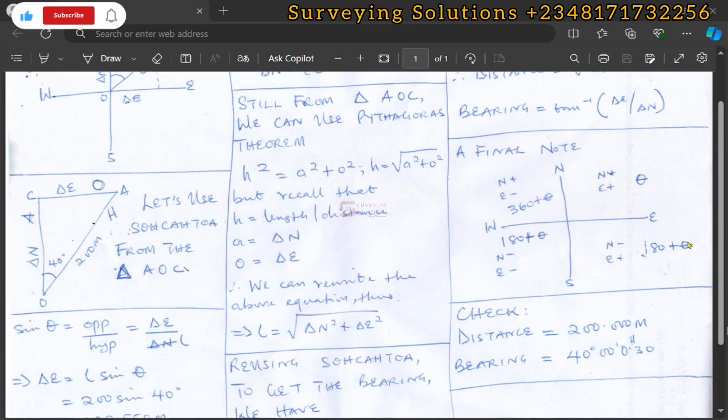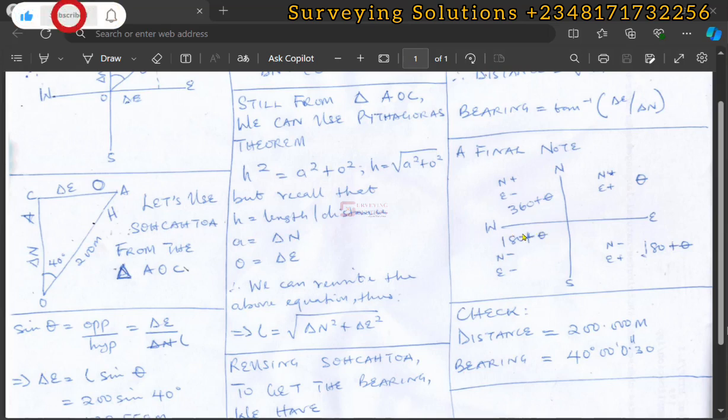Are we together? If you move to the third quadrant, similarly, when your delta northings are negative and your delta eastings are also negative, and you have done your tan inverse of easting over northing, whatever value you have as the bearing, you add 180 to it. That will now give you the bearing of that line.